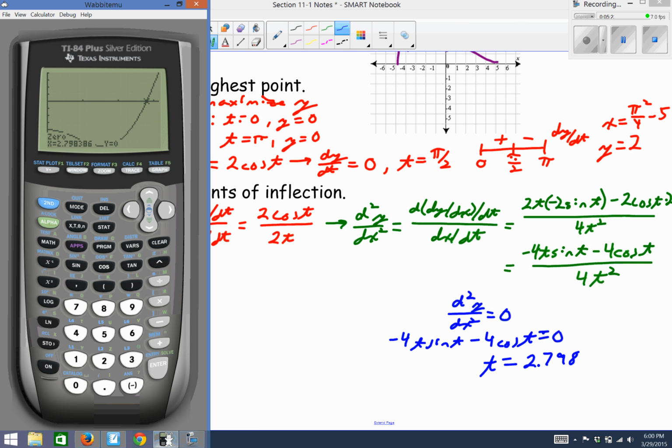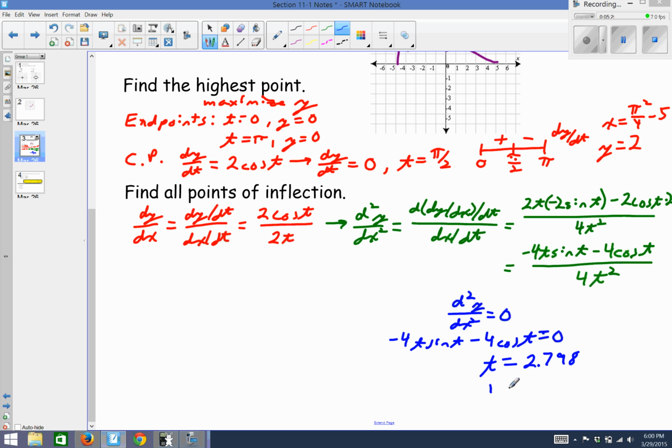And actually on my calculator I can see a graph of my second derivative here, and I can also use that on my sign chart. So 0 to 2.798 to pi, and this is for the second derivative, d squared y dx squared. From 0 to 2.798 I can see it was negative, and then from 2.798 to pi is positive. And so my concavity is changing from concave down to concave up because my second derivative is changing signs. So I do have a point of inflection when t is 2.798.